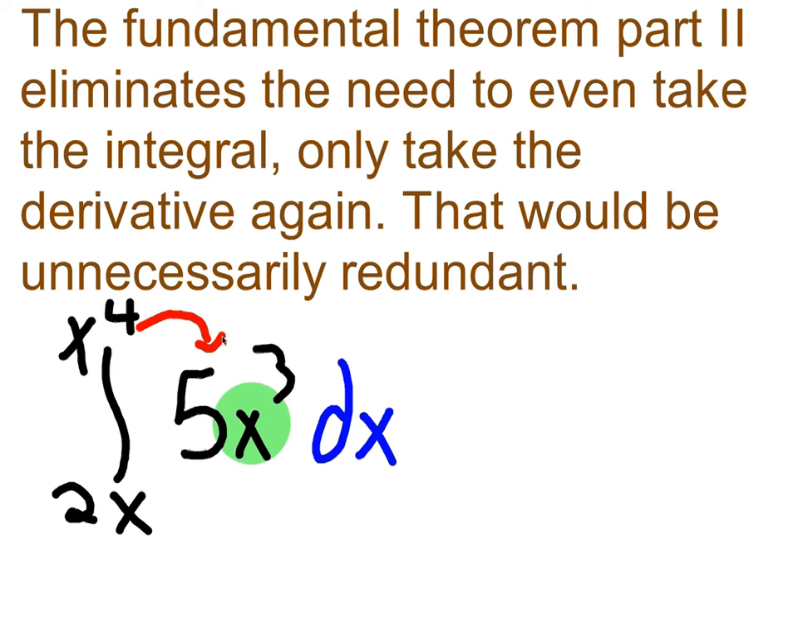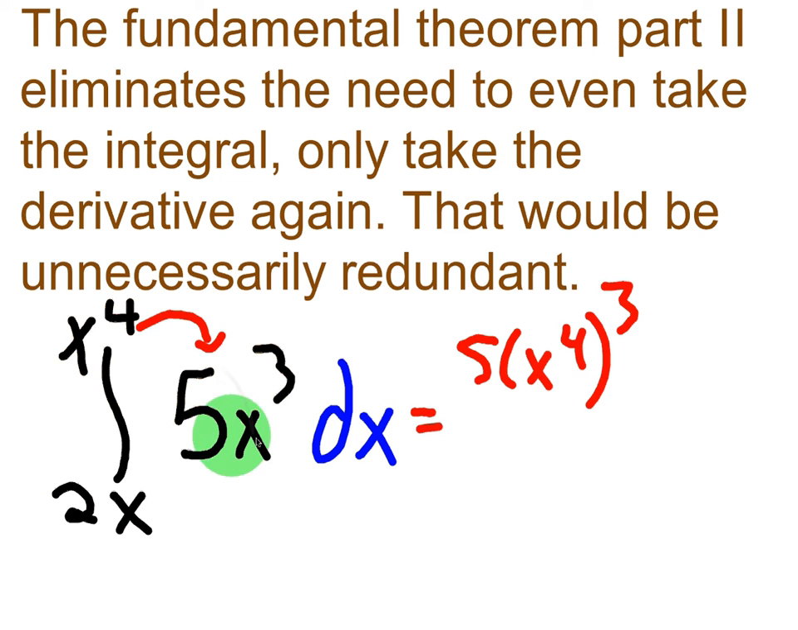our function. So that's going to give us 5 times x to the 4th, cubed. So again, notice I just plugged in x to the 4th in for x here. Okay, and the next step is really easy. We just multiply by the derivative of the function we plugged in. And the derivative of x to the 4th is 4x cubed. Okay, then we're going to put our subtraction sign.